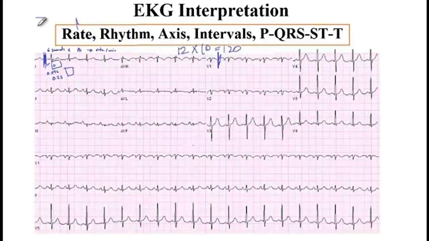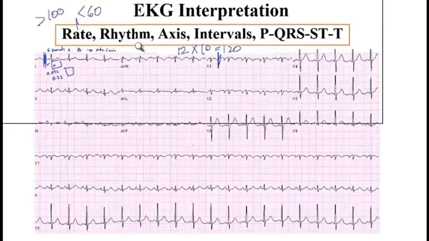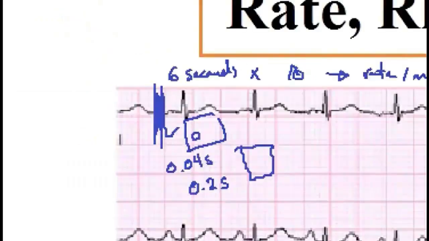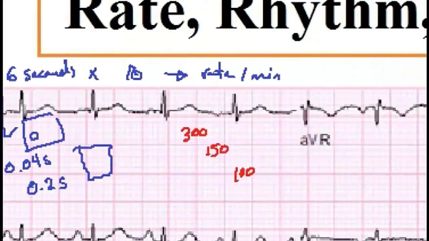So if the rate is more than 100, then that is tachycardia, and if it's less than 60, then that would be bradycardia. Now, one easier way to calculate the rate is to find out how many boxes the next heartbeat is away from the first one. So if the first heartbeat is only 1 box away, then the rate would be 300 per minute. If it's 2 boxes away, then that would be 150. If it's 3 boxes away, that would be 100. And then it continues going to 75 for 4 boxes and 60 for 5 boxes.